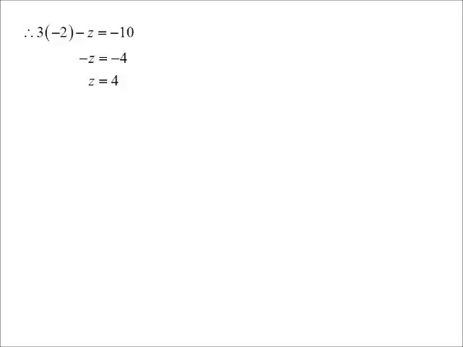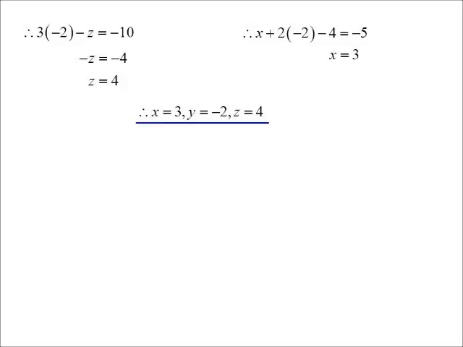And now I can go back to one of the 3 original equations and work out what x is. So substituting in for y and z, there's x. So x is 3, y is -2, z is 4, or if we were in our three-dimensional space, it would be the point (3, -2, 4).